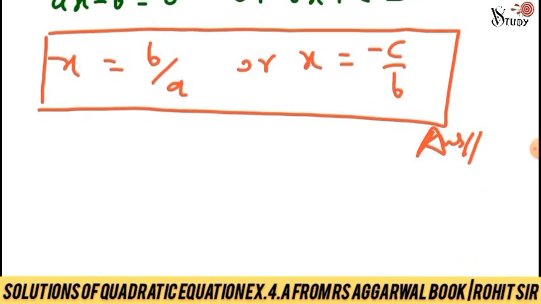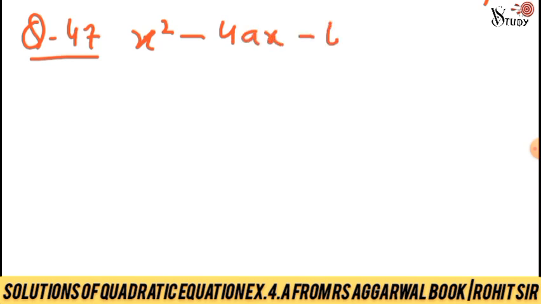Now comes the next question, question number 47. Question number 47 from R.S. Agarwal book of class 10th. Chapter name is quadratic equation exercise 4a. The question is x square minus 4ax minus b square plus 4a square is equal to 0.